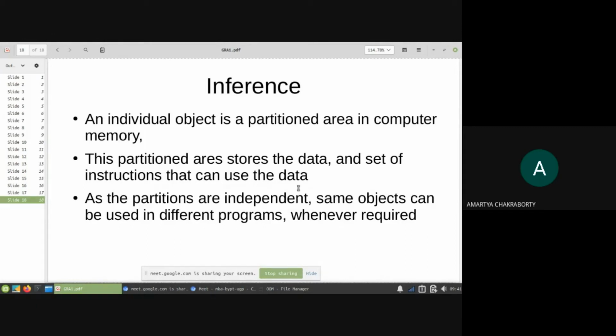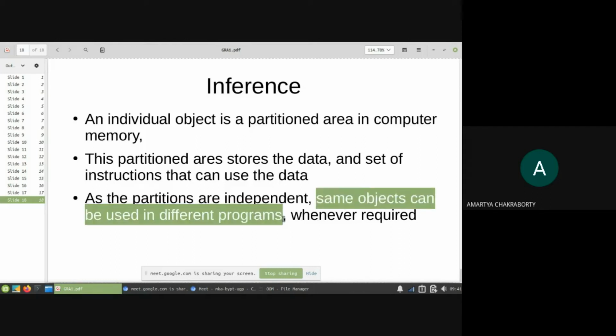The last point is that, as the partitions are independent, the same objects can be used in different programs whenever required. We just need to understand how we can reuse these objects using proper syntax. That's all. It may so happen that I am working on a real-life problem which requires me to characterize my laptop.